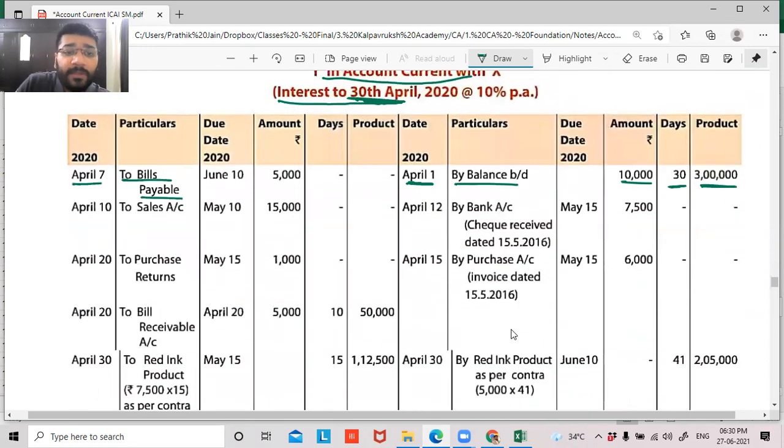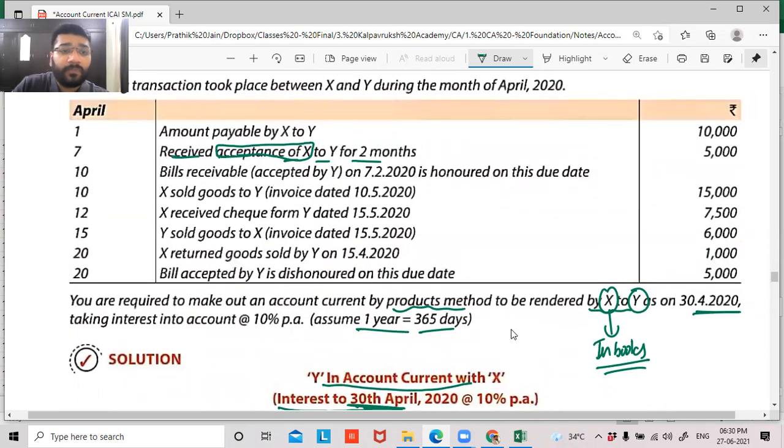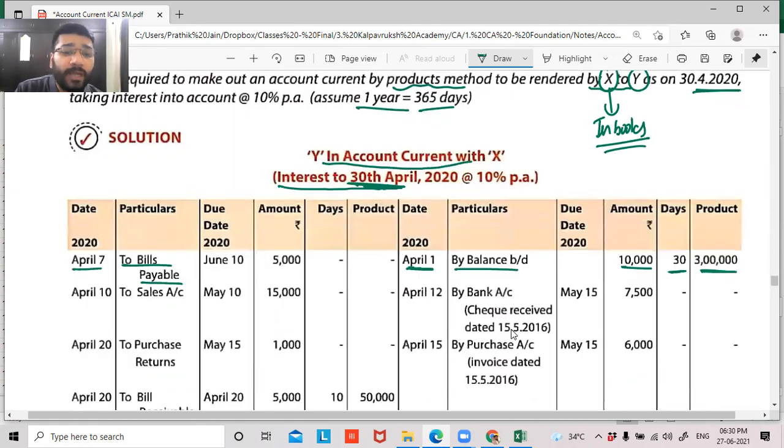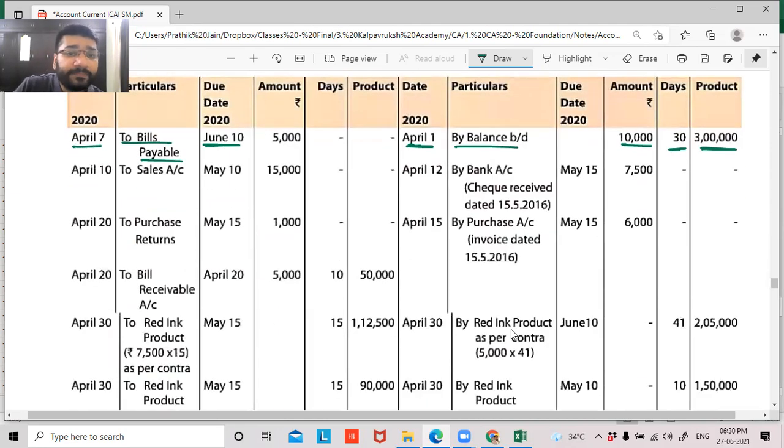7th April, to bills payable, guys. 2 months. So April 7th, then May, June, June 7th, plus 3 grace days, 8, 9, 10. 10th of June, guys. 10th of June is the due date.